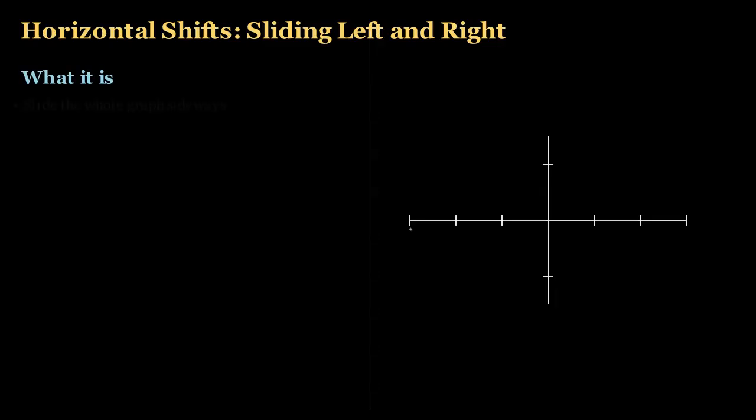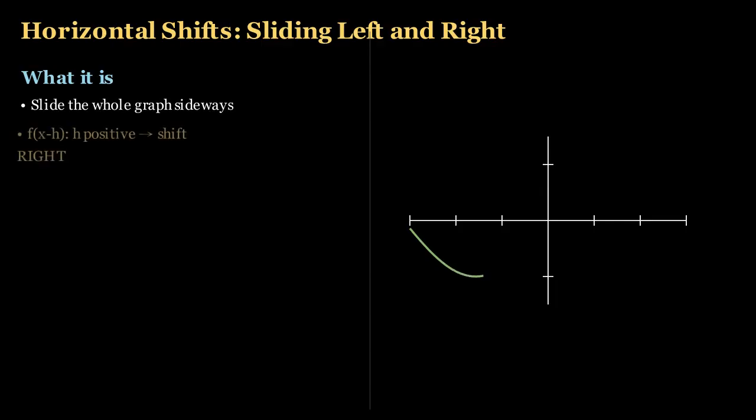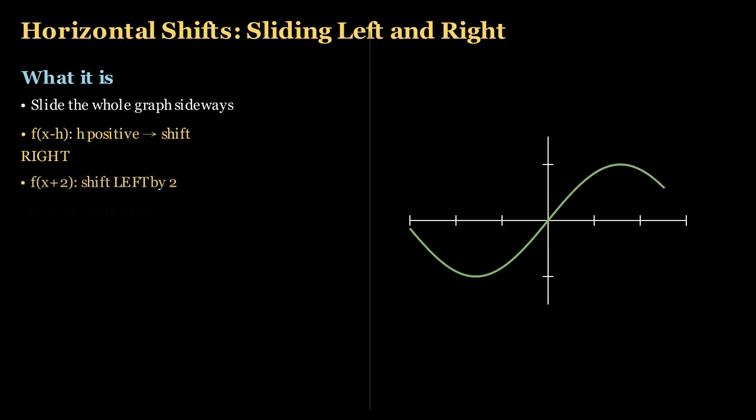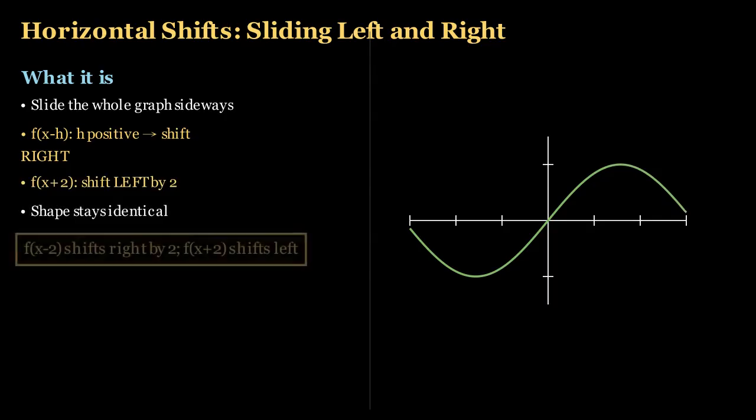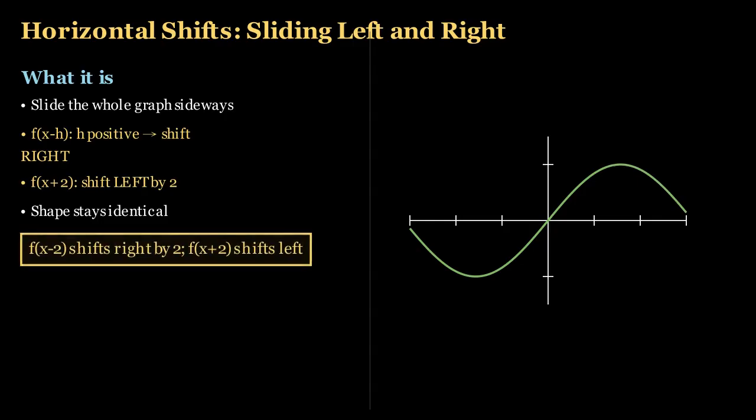A horizontal shift takes a parent function's graph and slides it left or right along the x-axis without changing its shape. It looks like f of x minus h. The counterintuitive part is that x minus 2 shifts the graph to the right, while x plus 2 shifts it to the left. Think of it as the graph chasing the input value that makes the inside 0. The square root graph, for example, normally starts at 0. After shifting, its starting point moves, but the curve itself stays exactly the same.